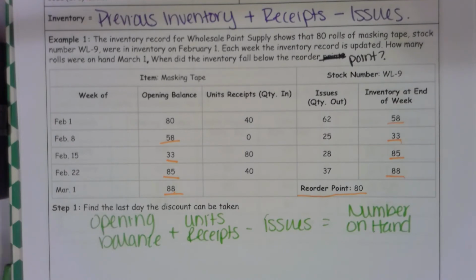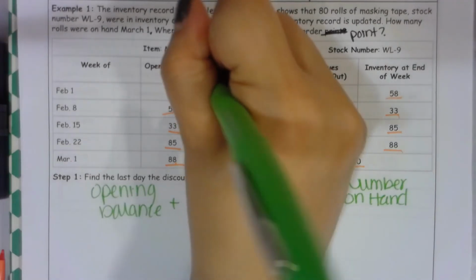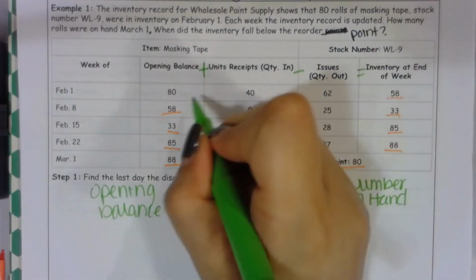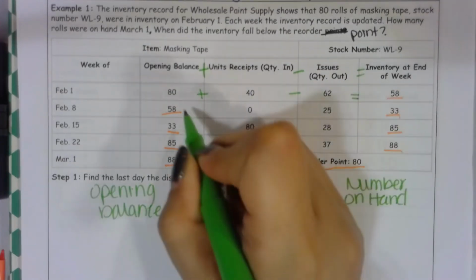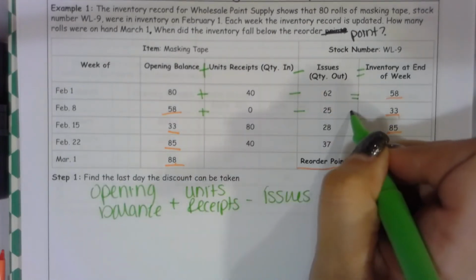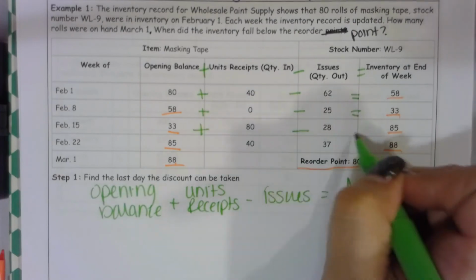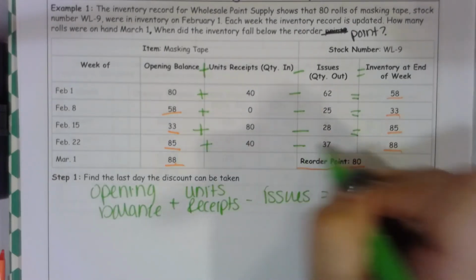Now if you notice, this is already marked to be like that. So to find it, you're going to take the opening balance, add the unit receipts, subtract issues, and get that. So they took 80, added 40, subtracted 62, got 58. Brought the 58 over, they added 0, subtracted 25, they got 33. 33, add 80, subtract 28, you get 85. 85, add 40, subtract 37, you get 88.